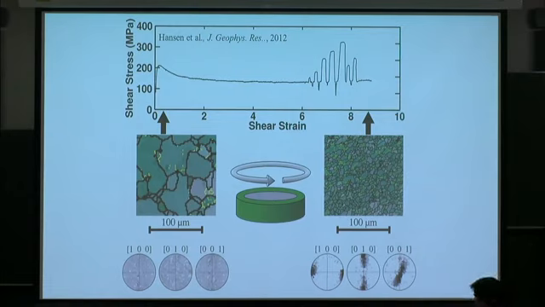And we'll see that the orientation distribution also dramatically strengthens. You form this very strong crystallographic texture. And at that point, we'll start perturbing the strain rate, and you see corresponding perturbations in the stress. And that lets you map out the rheological behavior.